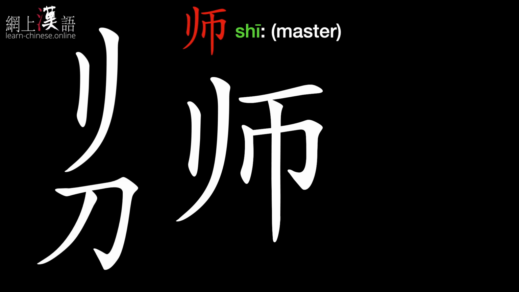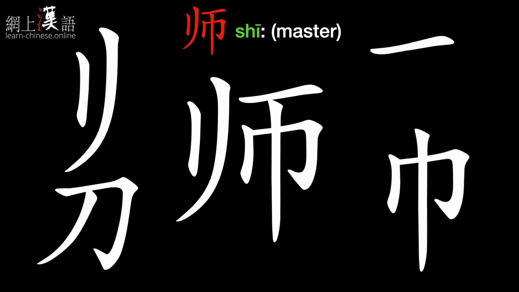On the upright side is one line, which is the Chinese character for the digit 1. And underneath is a component for the fabric. What do those components have to do with the meaning of master? Well, nothing. You have to know that this Chinese character is a simplification.